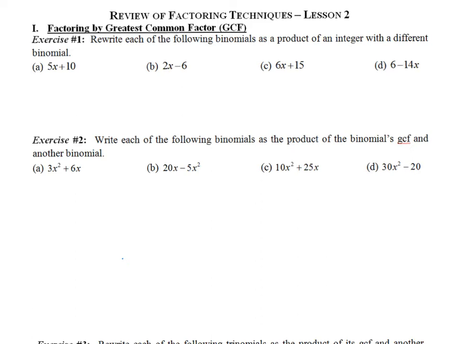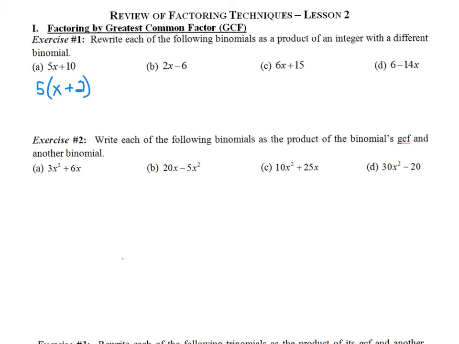When we look at exercise number 1, we are given all binomials, and we want to find the greatest common factor. In each of the examples in exercise 1, the GCF, greatest common factor, is just an integer. So for example, in part A, 5x plus 10 can be written in factored form by factoring a 5 out of both terms in the binomial, and we would multiply 5 times x plus 2. So what we've written down is the factored form of this binomial.